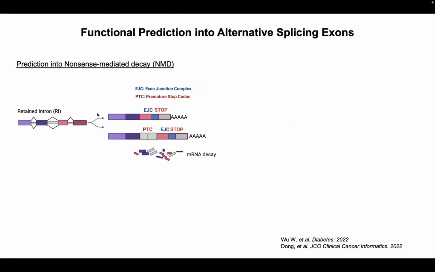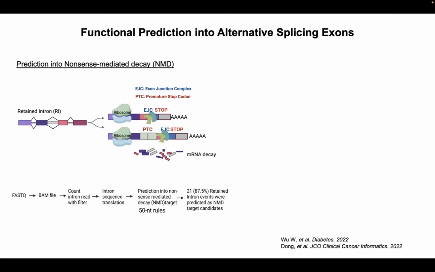Take this cartoon, for example, for the retained intron category. If the intron is abnormally kept in the transcript, sometimes it will lead to a reading frame shift, and sometimes it will cause a premature stop codon, which is a PTC here. And if the PTC is more than 50 nucleotides away from the last exon junction complex, we assume it will be a target for the mRNA decay mechanism.